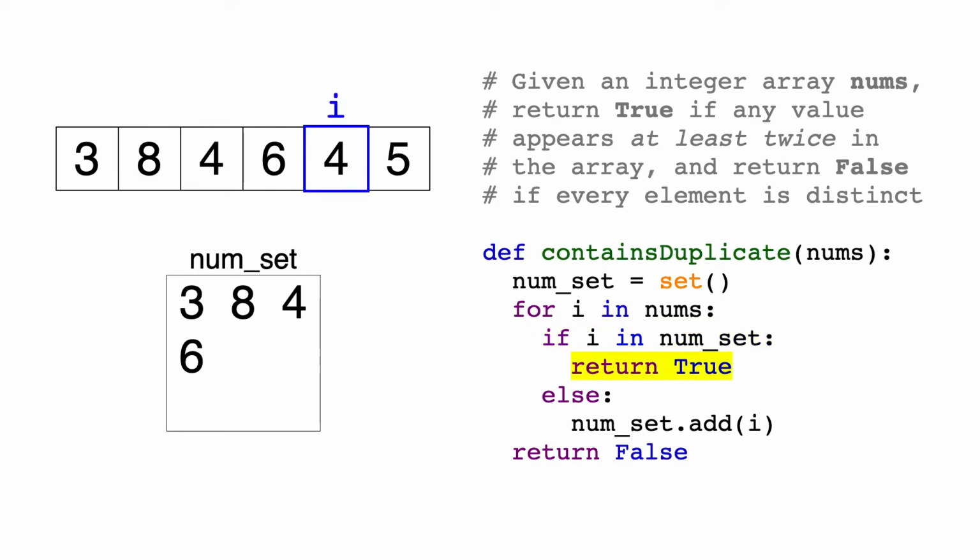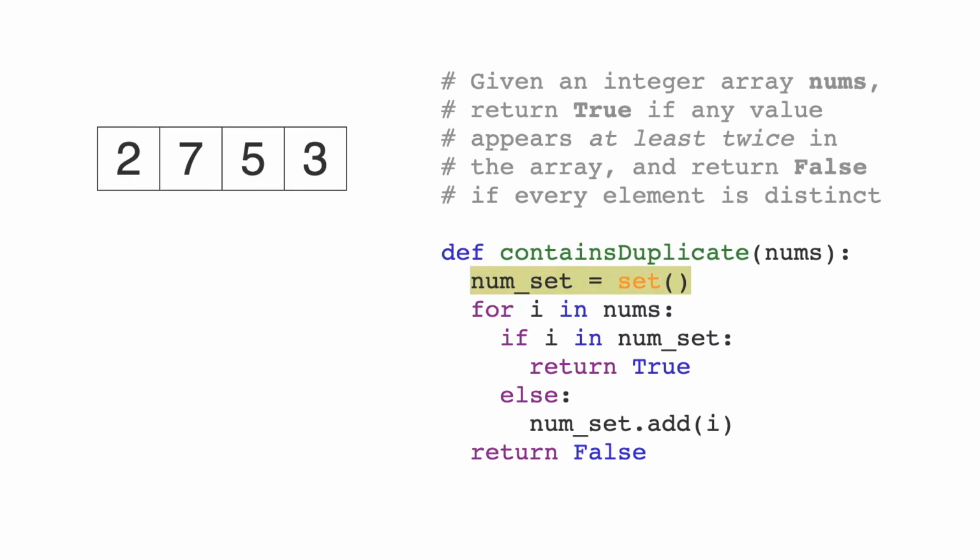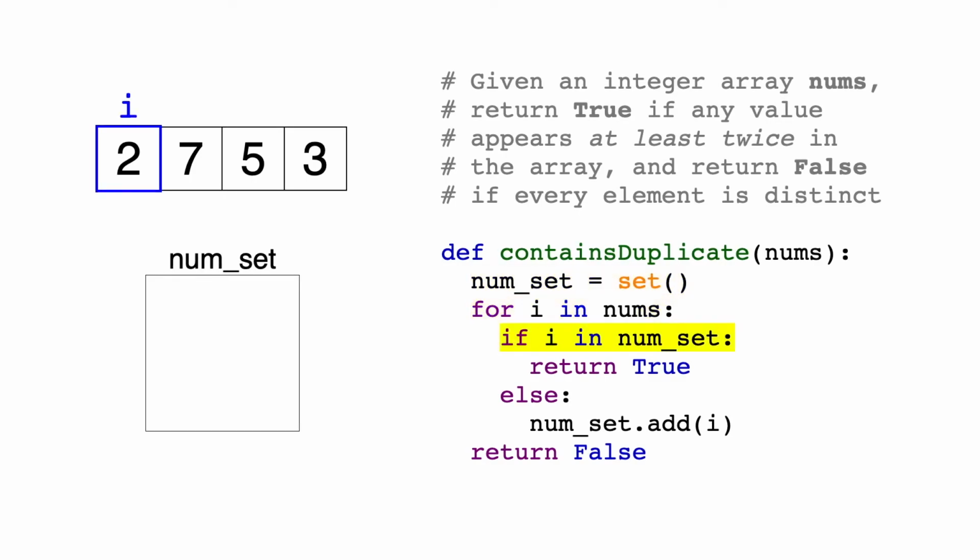Now what would happen if the array didn't have any duplicates? Let's use this new array as an example. First we look at the first element, 2, and add it to the set. Then we'd look at 7, add that, 5, add that, and finally 3, and add that too. Now we've reached the end of the loop, and we haven't found a single duplicate, so we can just return false, and we're done.